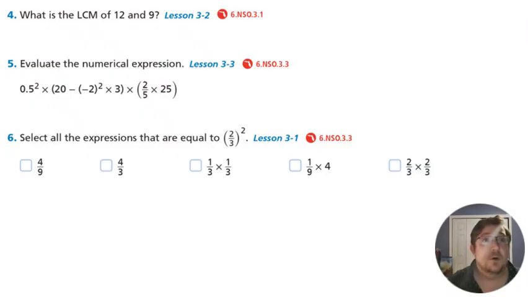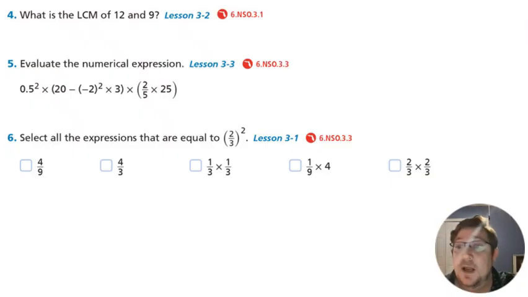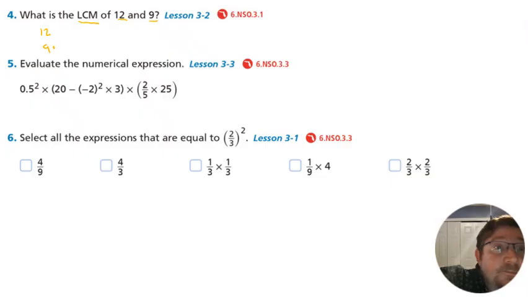All right, question 4. What is the least common multiple, the LCM, of 12 and 9? So please, a lot of you on the last quiz, when it asked for the greatest common factor, you did the least common multiple instead. So please take a moment, go over the difference between the two. So the least common multiple means I got to find the multiples of both the numbers they give me. So in this case, 12 and 9. And I got to see what is the smallest multiple that they both have in common.